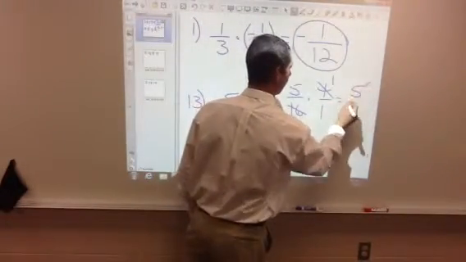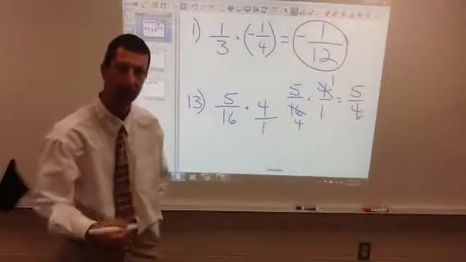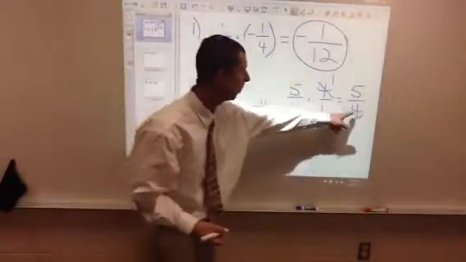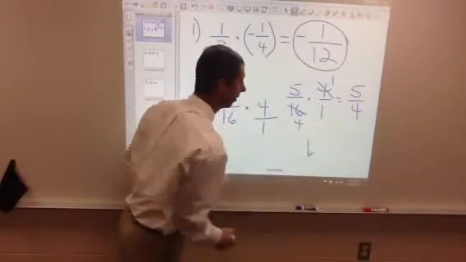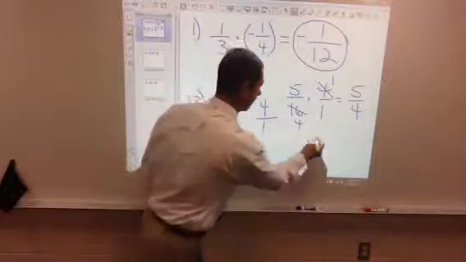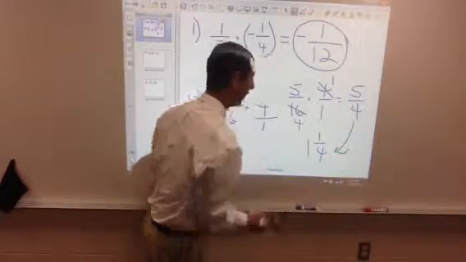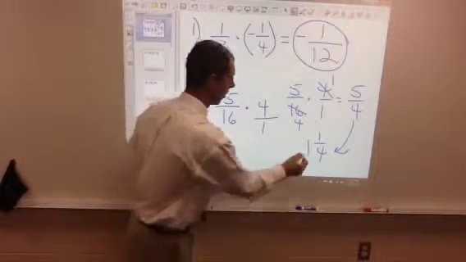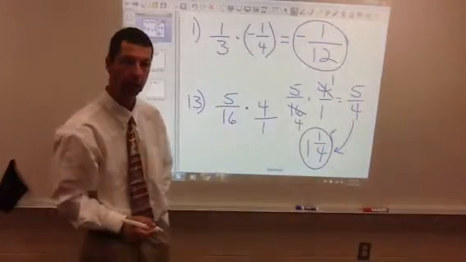I get 5/4. Now I can't leave my answer like that. That's an improper fraction. We've got to change this to a mixed number. 4 goes into 5 one time with 1 left, and the same denominator. The denominator always stays the same. So my answer here, in reduced form, is 1 1/4.